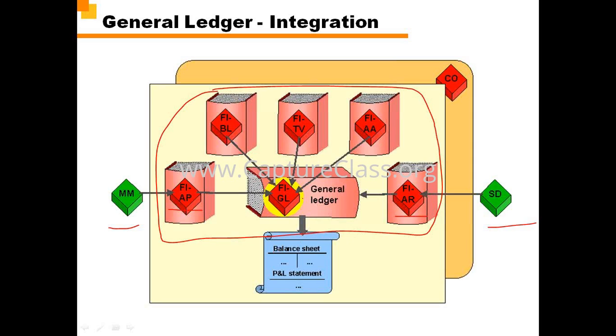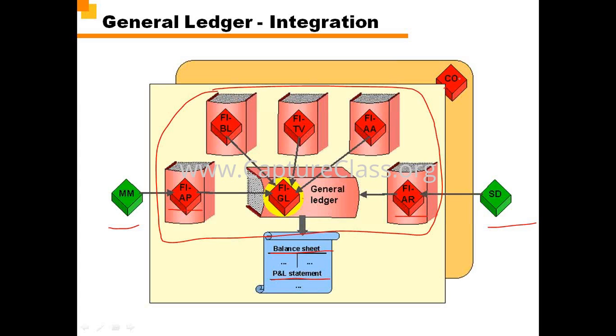So from the general ledger, we prepare the balance sheet and the P&L account. And from the general ledger, the information is passed on to controlling. So this is the total overview of the modules of SAP. Without general ledger, there is no ERP. Not only in SAP, in any ERP, the general ledger is the heart. Without general ledger, there cannot be any module.